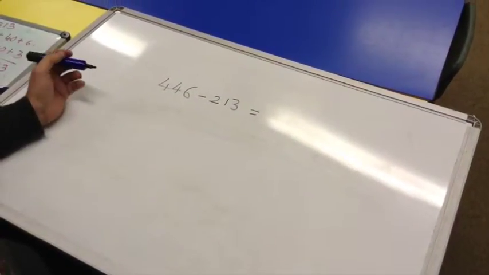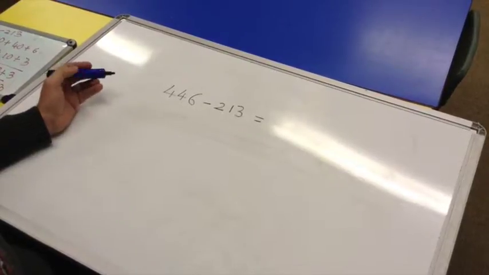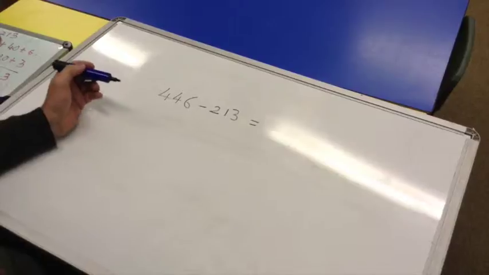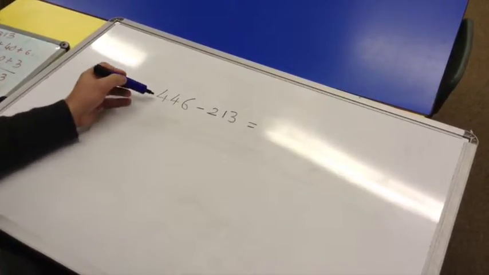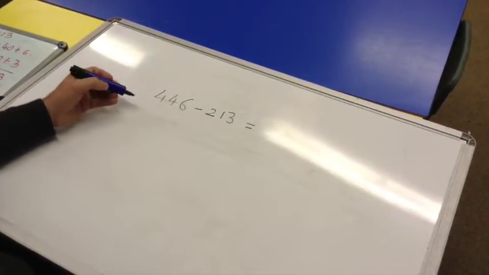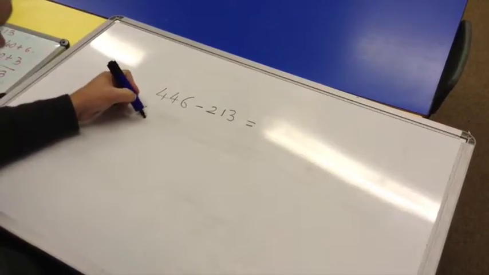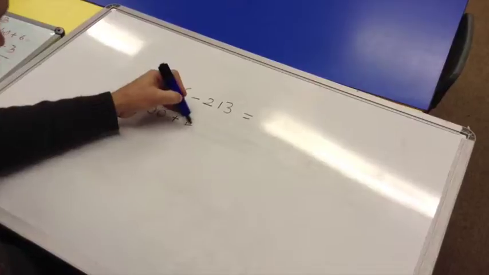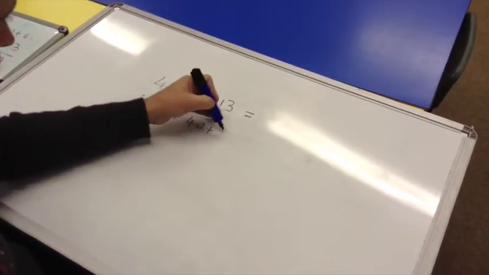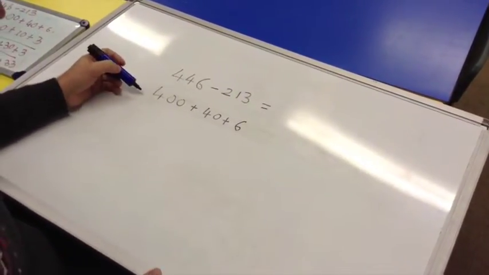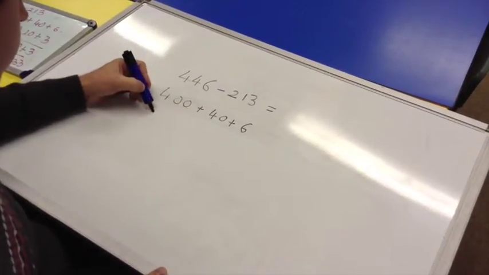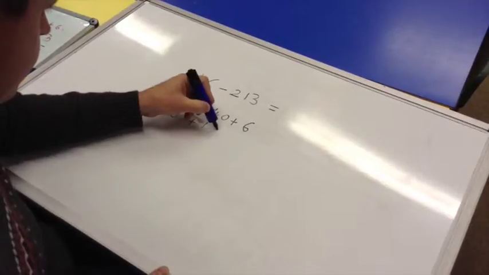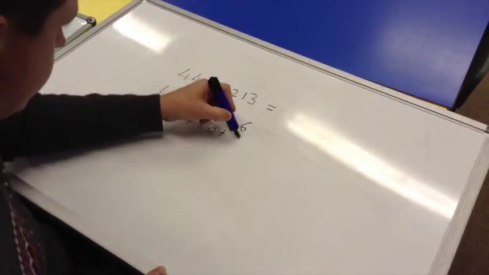Expanded column subtraction. First of all, we need to expand or partition the numbers out into hundreds, tens and units. So as follows, we take 446 on the top. So we've got 4 hundreds, 40 tens and 6 units. And then beneath we've got 2 hundreds, 10 tens and 3 units.